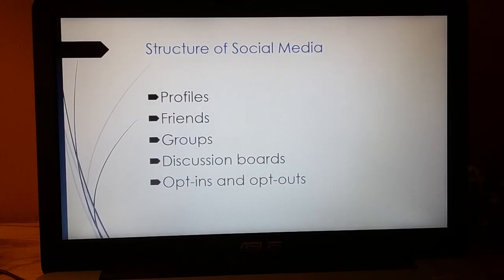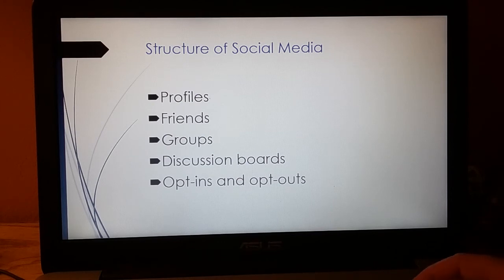So the structure of social media: there's profiles. You have individual friends. You have groups, discussion boards. You can opt in or opt out to control the information they share with friends and the information they receive from others.